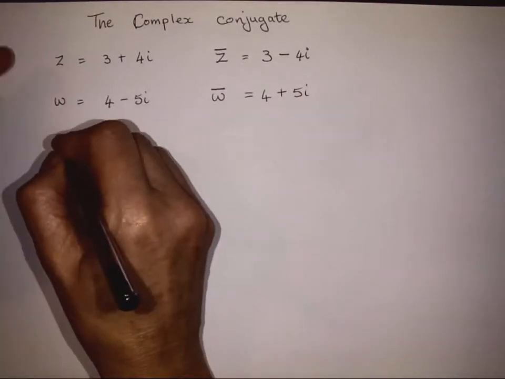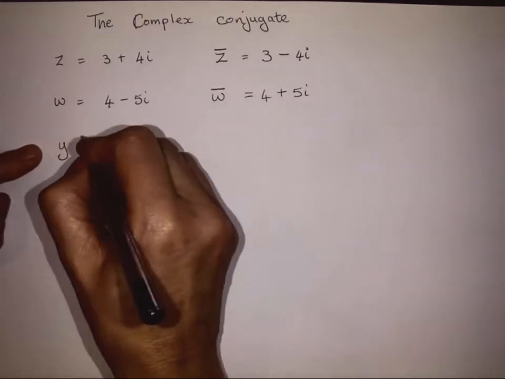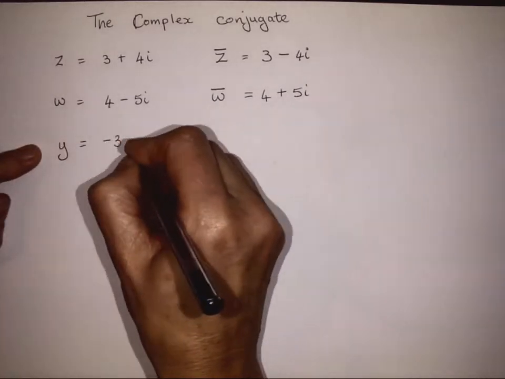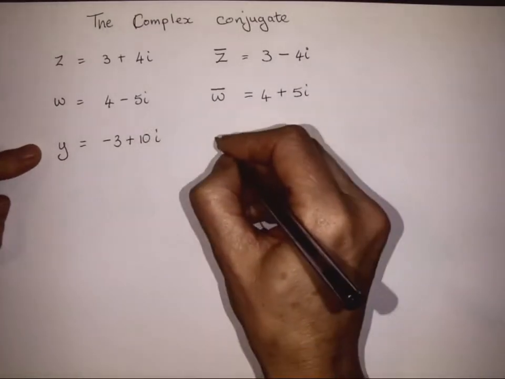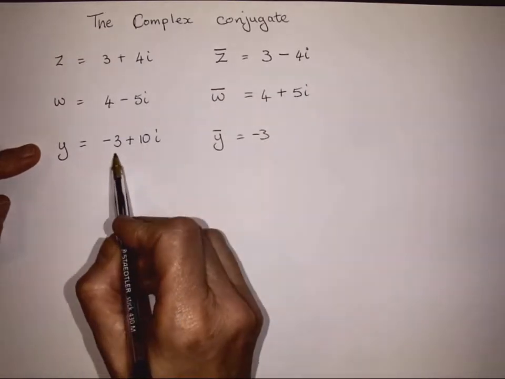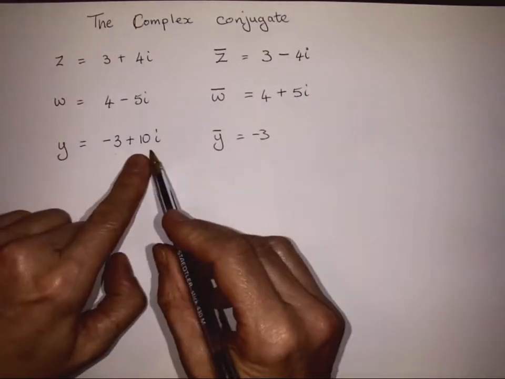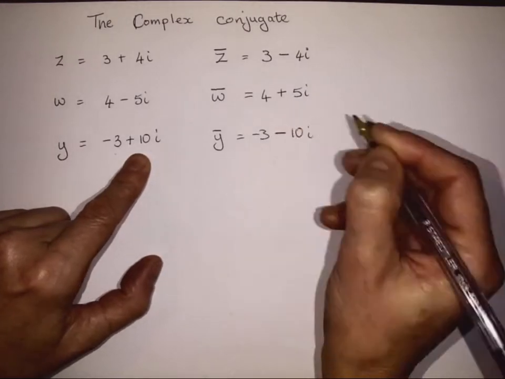Here's another one, y. So if we have a complex number y and it's minus 3 plus 10i, then the conjugate of that will be minus 3. The real part stays the same, but the imaginary part will change sign, minus 10i.